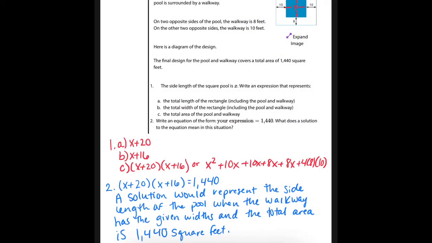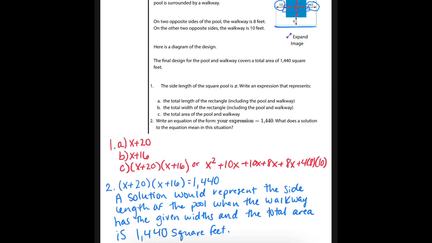Here's number 4. A garden designer designed a square decorative pool. The pool is surrounded by a walkway. Number 1, the side length of the square pool is x. Write an expression that represents A, the total length of the rectangle. For the length, we would do x plus 20, so you would add the 10, the other 10, and then your x.